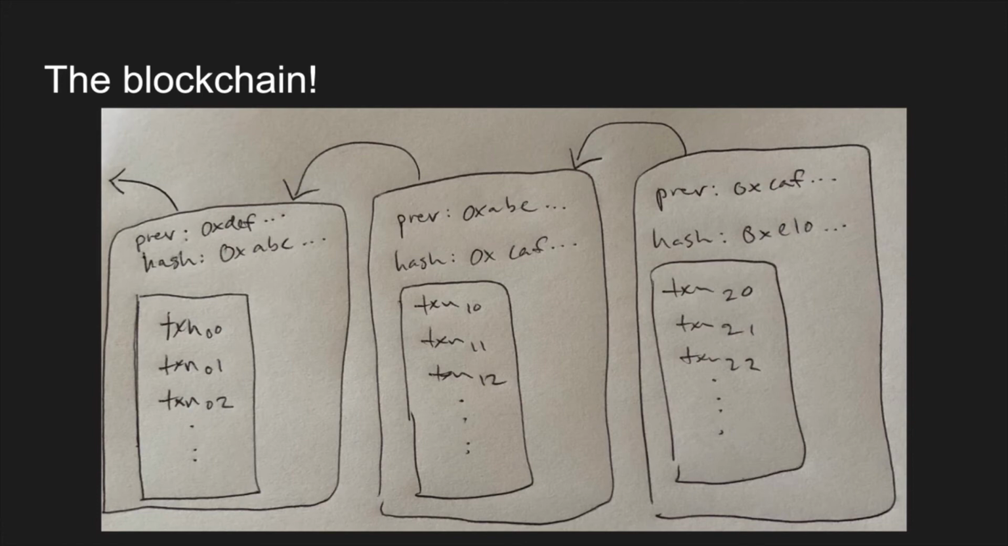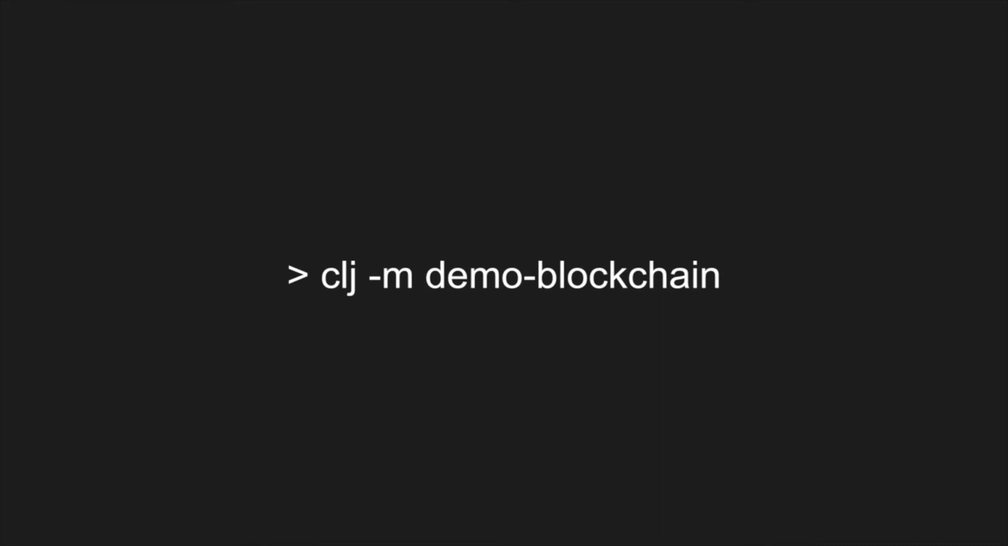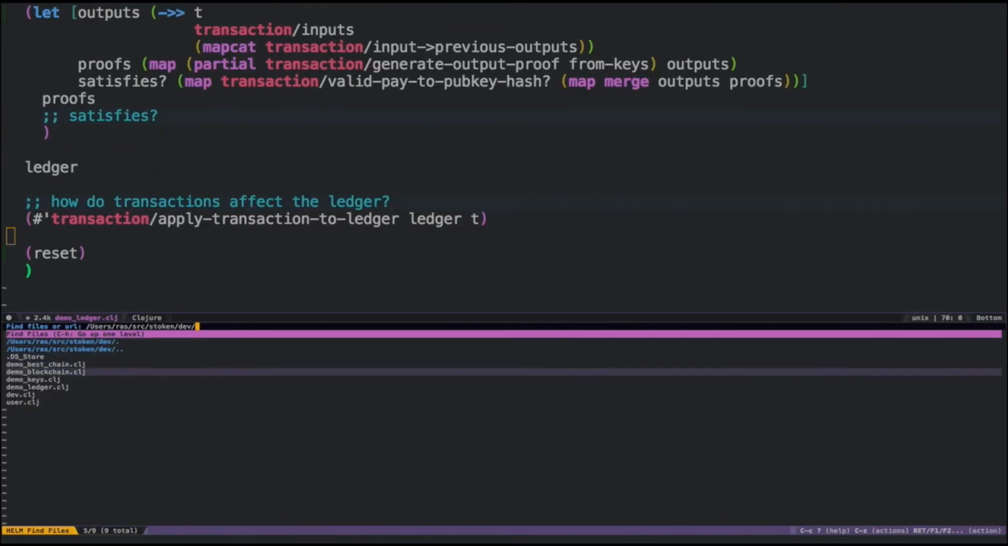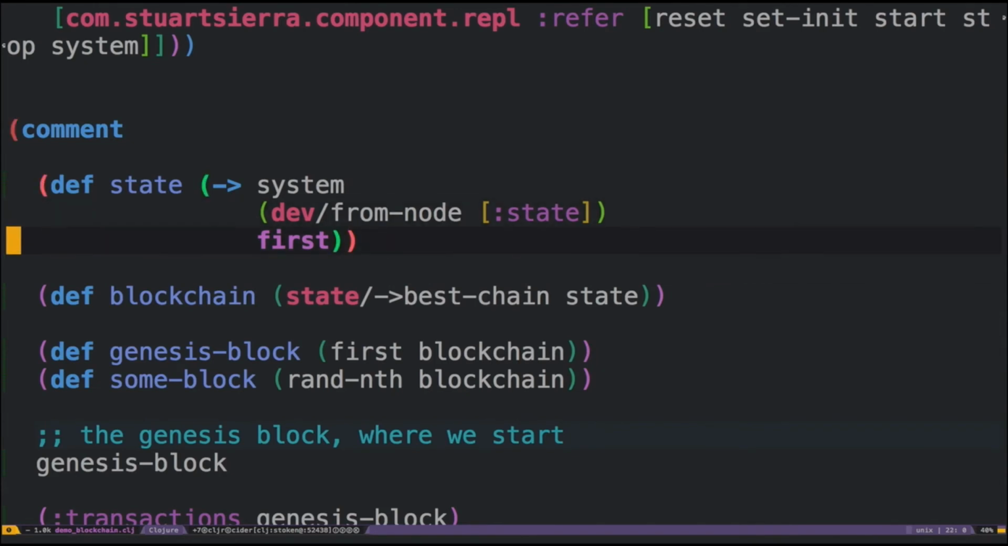So yeah, that's essentially the blockchain. And now we will dig into some of that in a little more detail.